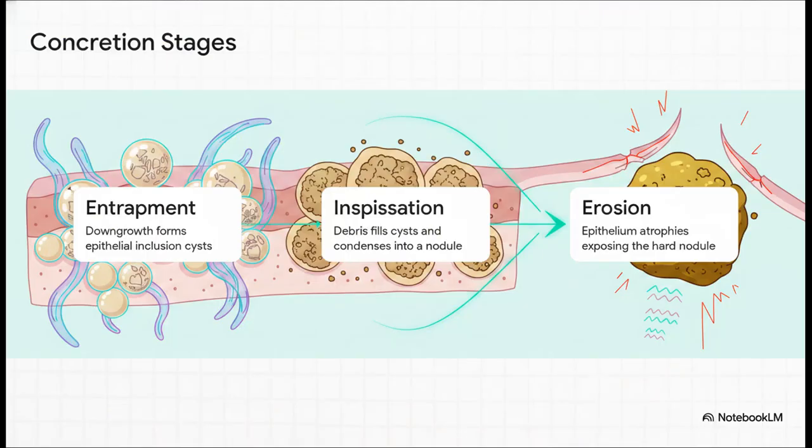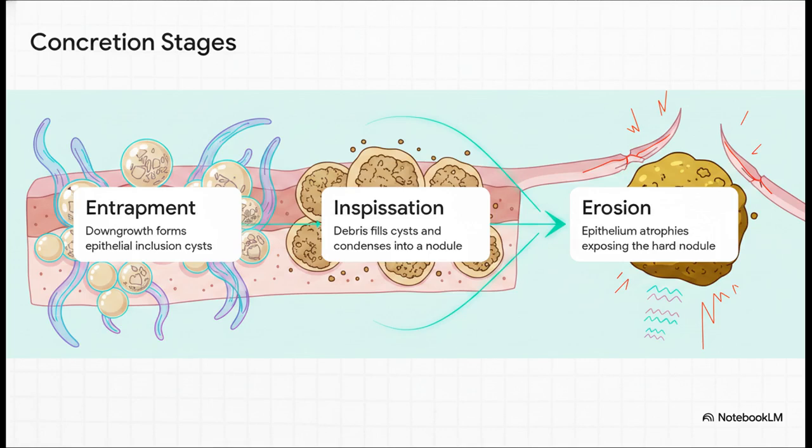Tracking how they actually form, it's a three-step process, starting with entrapment. Chronic inflammation basically forces a downgrowth of the conjunctival epithelium, which creates these little inclusion cysts. Next up is inspissation. The cellular debris and mucus fill up the cysts, the fluid gets reabsorbed, and it all condenses into a really distinct, solid nodule. Finally, you get erosion. The overlying epithelium atrophies, and that hard nodule literally pokes right through to the surface.